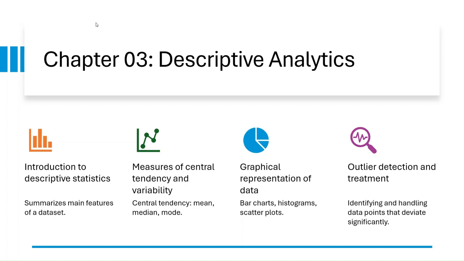Then there's also outlier detection and treatment. So this is identifying and handling data points that deviate significantly. So this will also come up from the data. For example, if your sales shoot up or you see your profit is down on a certain month and it's actually deviating from what you're seeing, this is what you'll be able to see from your data.